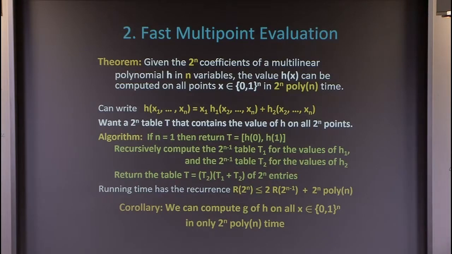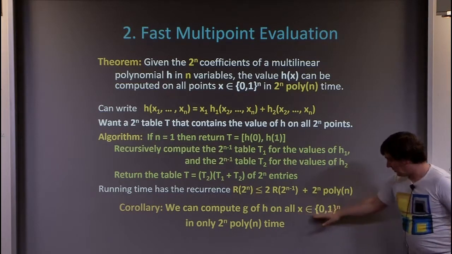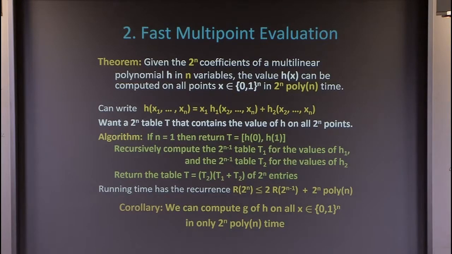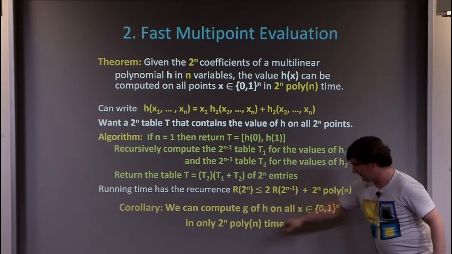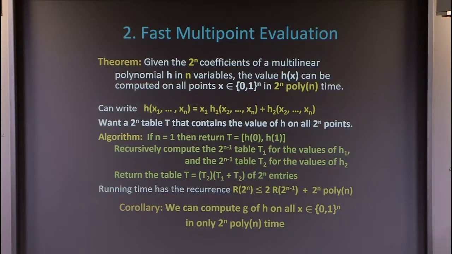Right? Okay, so using this, you can compute g of h, for any g that looks like this, from 0,1 to the k to 0,1, and any multilinear polynomial h, on all possible assignments in only 2 to the n times poly n time. Okay? So this algorithm definitely tells you how to get all the values of h, all the outputs of h. Then to get the outputs of g, you can just do some simple sorting to do that.